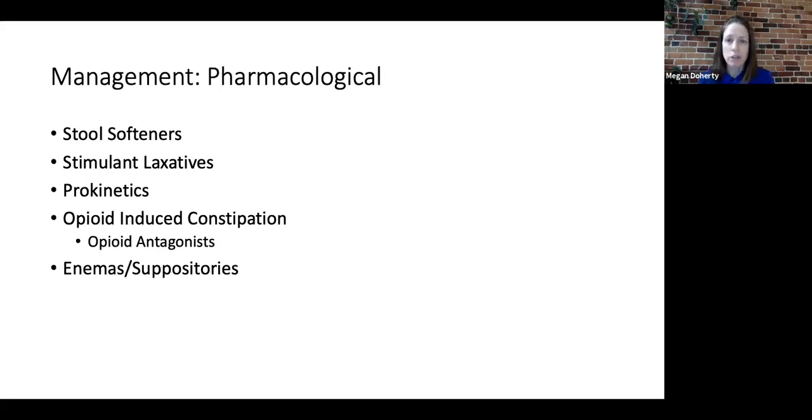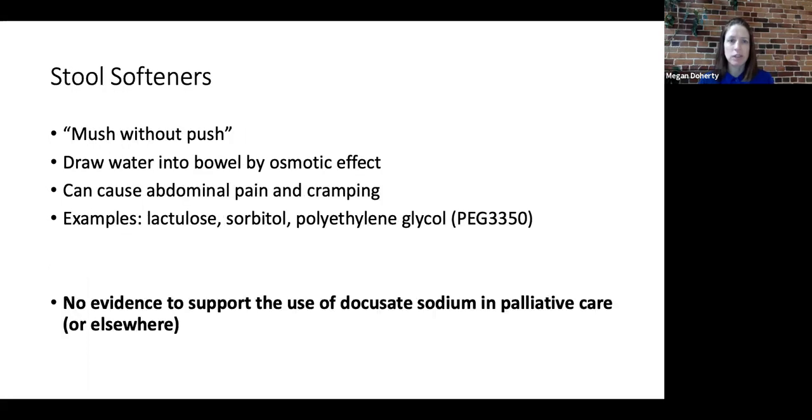When we think about the pharmacological management of constipation, we want to think about 5 different types of treatments we might use: stool softeners, stimulant laxatives, prokinetics, opioid-induced agents, which are opioid antagonists, and enemas or suppositories. Let's look at each of these in a little more detail.